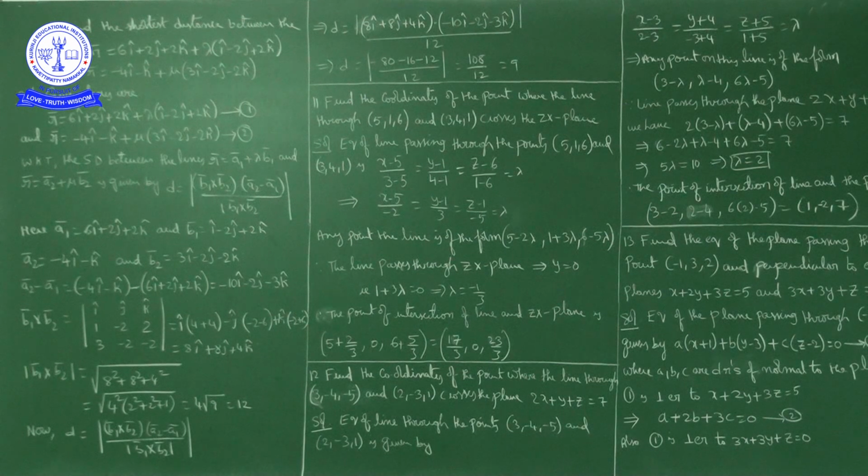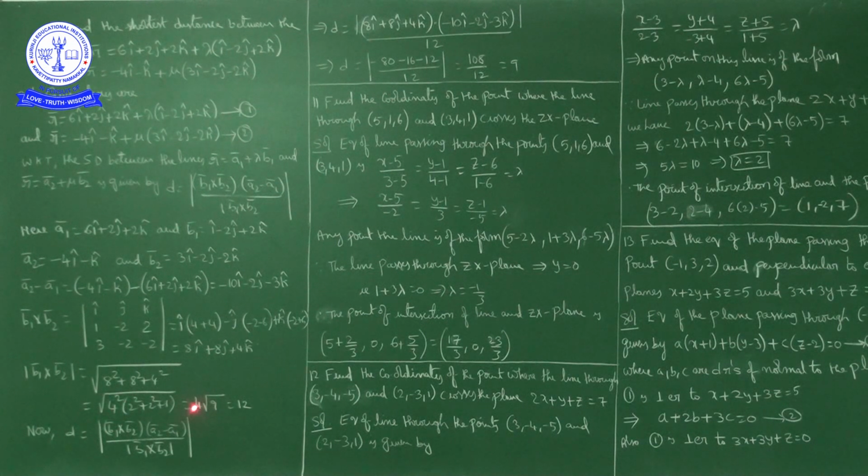Now magnitude of B1 bar cross B2 bar. Magnitude of B1 bar cross B2 bar is square root of 8 square plus 8 square plus 4 square. Now every term is a multiple of 4 square, so 4 square is common. 8 square we can write as 4 square into 2 square, 4 square into 2 square, 4 square into 1 square. So overall 4 square common, so square root of 4 square into (2 square plus 2 square plus 1).